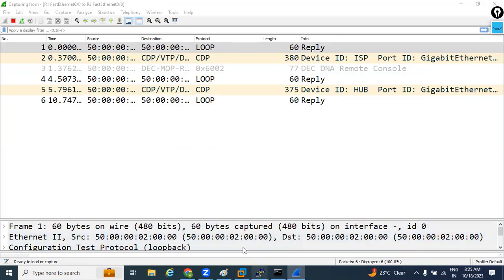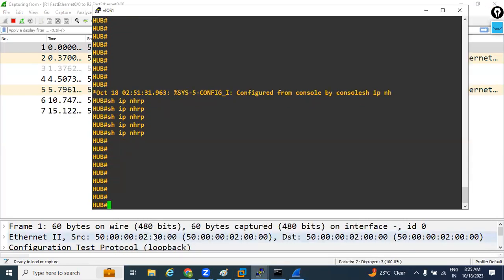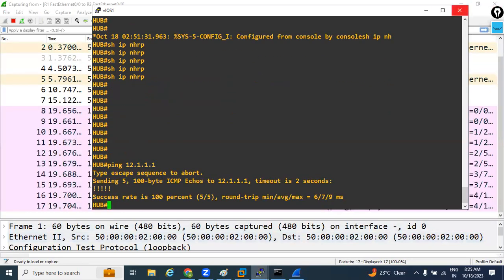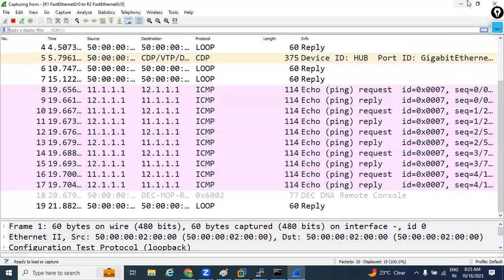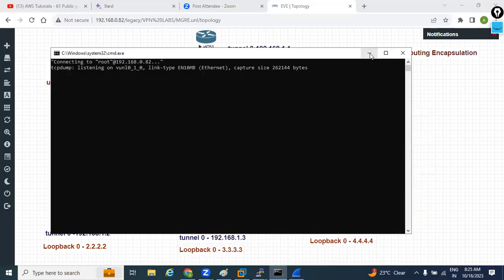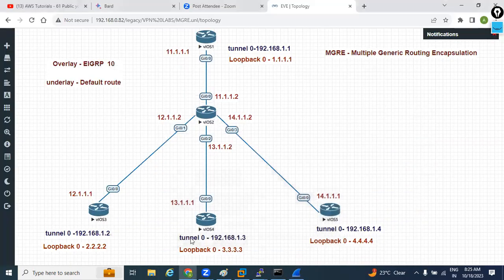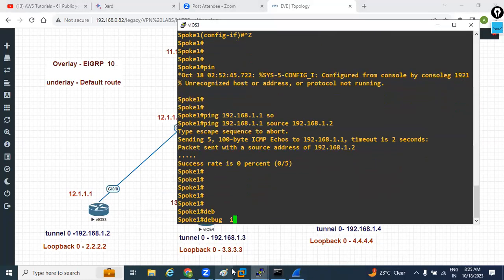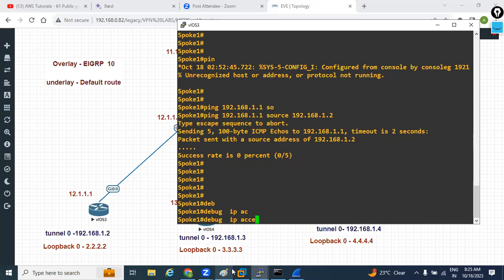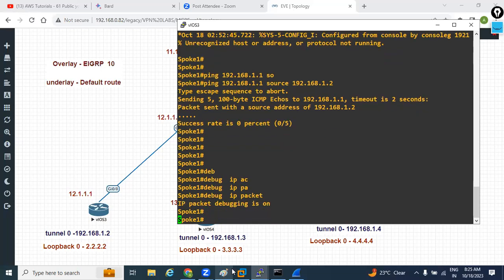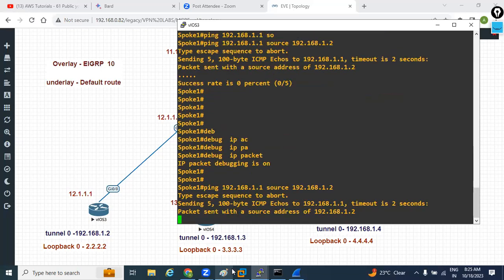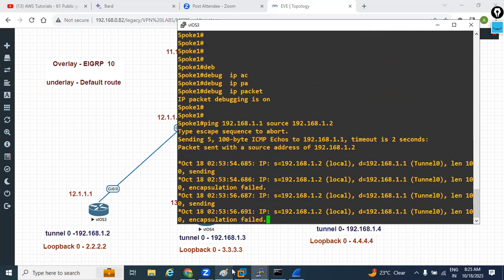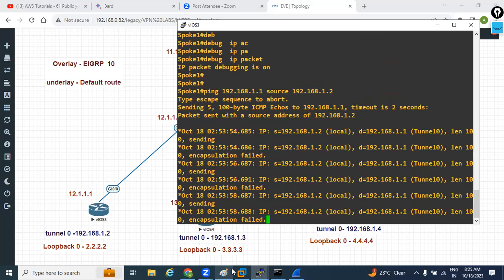But it's okay. Now, just ping 12.1.1.1. I just want to check it. Captures are working perfectly, it's fine. Now, let's go back here to the spoke. And before that, do debug IP packet and try to ping. Encapsulation failed because on both the sides, what is there? We have not configured any kind of mapping.